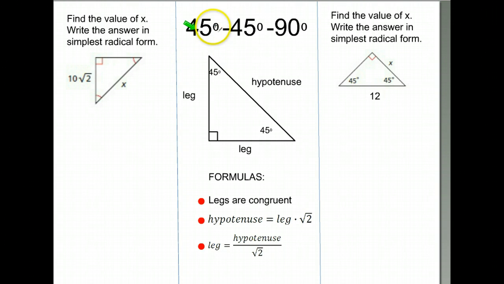Specific formulas you can use to find the length of a side. If you have one side, you can use a formula to find the other sides. So this part in the middle section here, you'll want to have in your notes, okay?